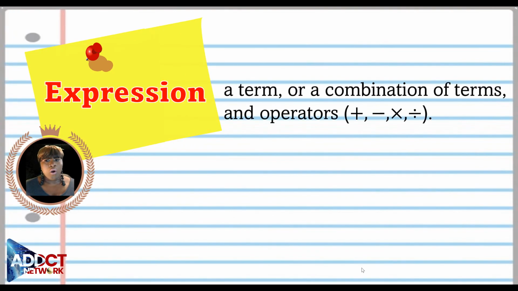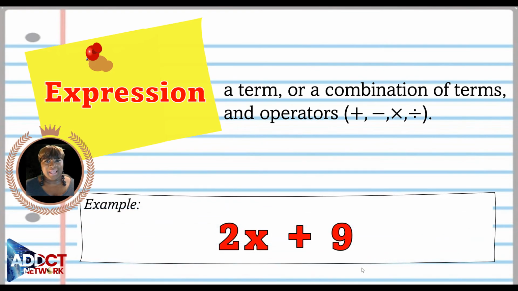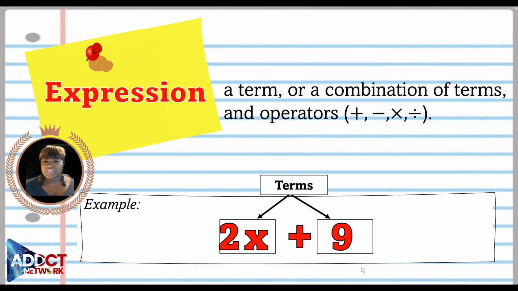Expression. An expression is a term or a combination of terms and operators, such as addition, subtraction, multiplication, and division. In our example, we have 2x plus 9. This expression consists of two terms and an operator. The term on the left is 2x. On the right, we have 9. Both terms are separated by the operator, the plus sign.